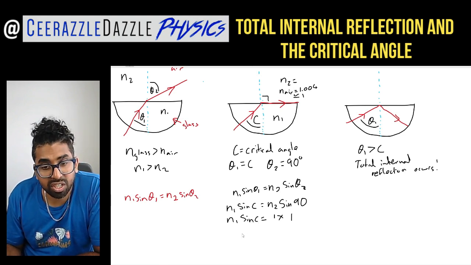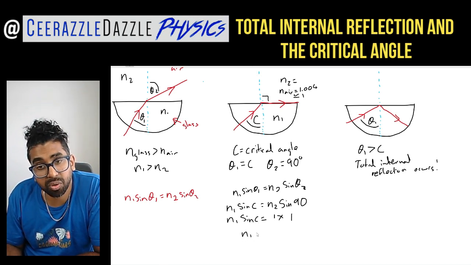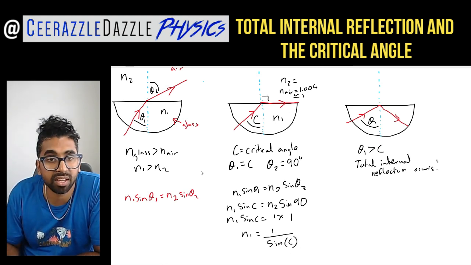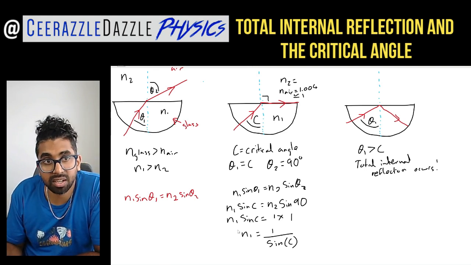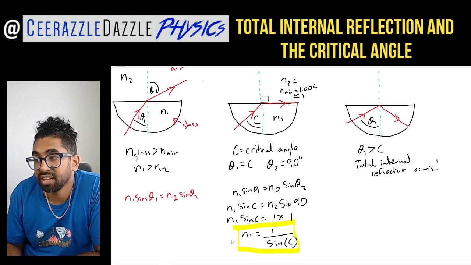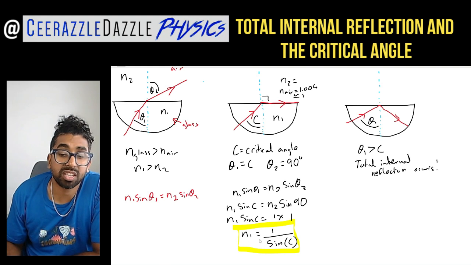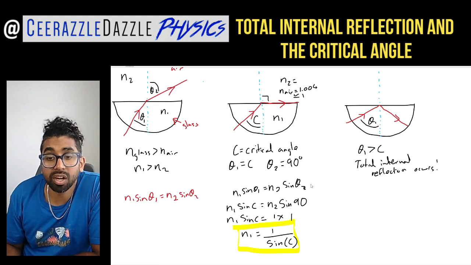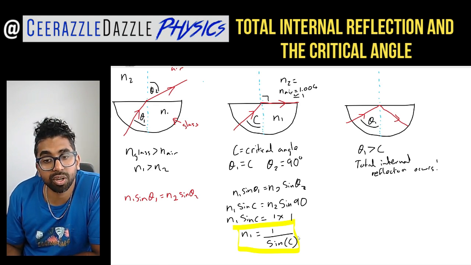Then I can rearrange this. The refractive index of the first medium, or the glass, will be given by 1 divided by sine of the critical angle. So let's put that into a nice box over here. The refractive index of the glass can be worked out by 1 divided by sine of the critical angle. Make sure you can spot that yourself, and you can work from the Snell's law formula to get to this point, obviously by using the data we have over here.